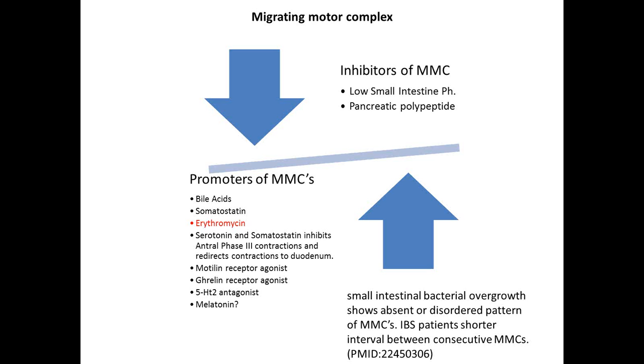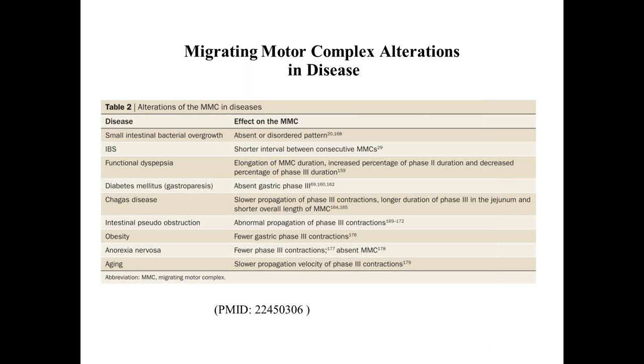On this list, you'll see erythromycin, which is a medication that's being used in bacterial overgrowth to promote good regulation of the migrating motor complex. And you'll also see serotonin, which may get some of you thinking about ways to tonify the migrating motor complex. So alterations in the migrating motor complex show up in a number of disease processes. We see it in diabetes leading to gastroparesis, in functional dyspepsia, and also in anorexia.